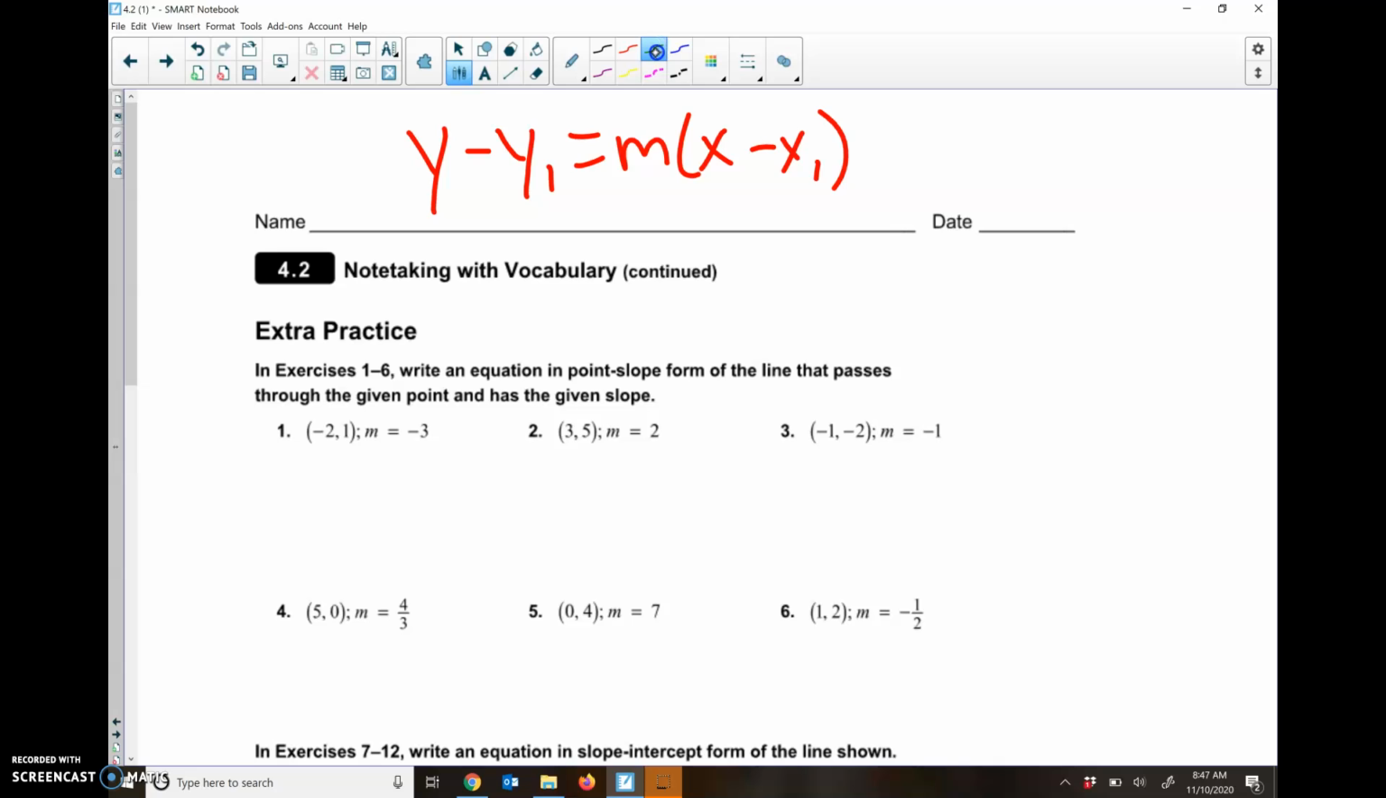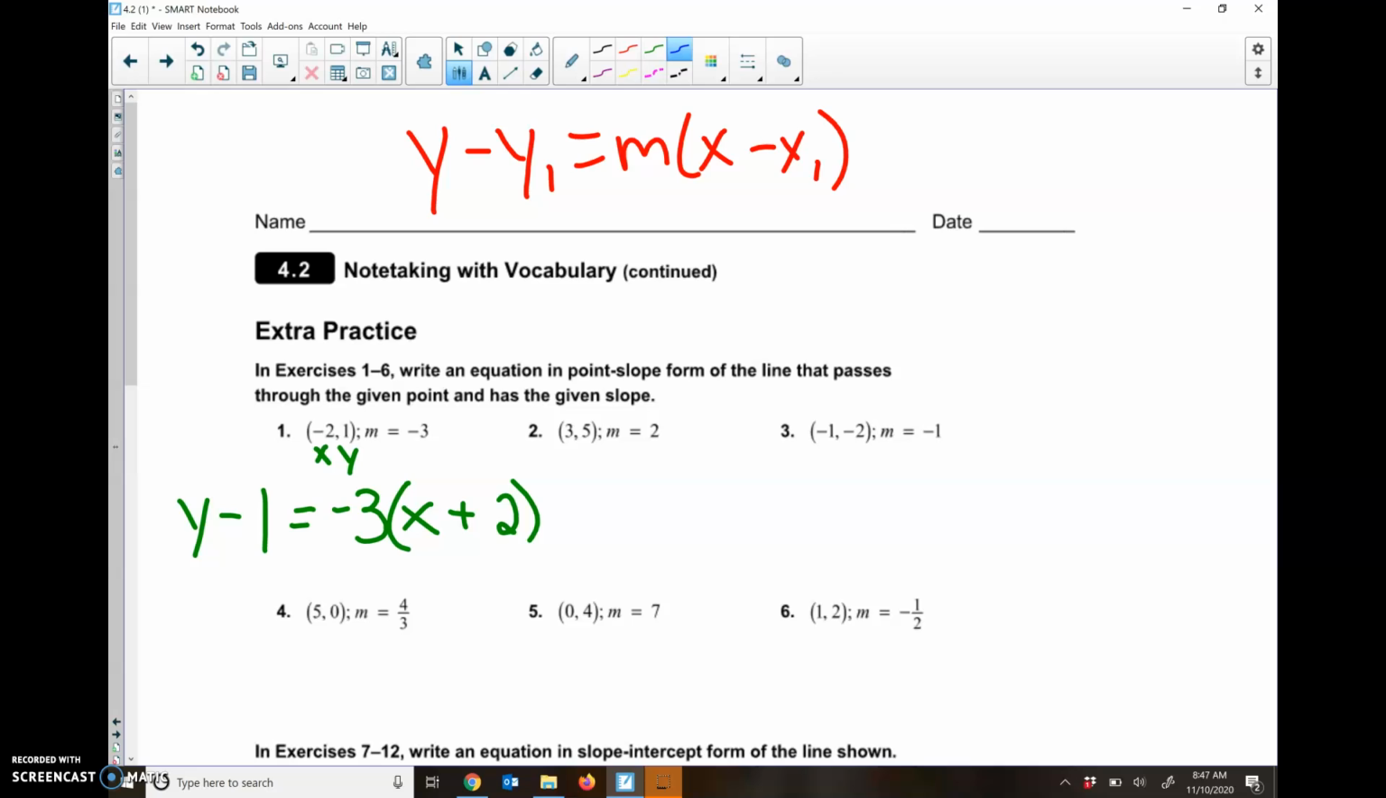So if I look at number 1 here, they tell me the x is negative 2 and the y is 1. So remember, the y1 is going to change. So instead of y minus y1, I'm going to put y minus 1. The m they tell me is negative 3, so I'm going to put equals negative 3. And then the x they told me is negative 2. So minus a negative 2, which if you remember, really just changes to a plus. So this is all they want us to do on the first couple problems. Just write it out, so no math required.